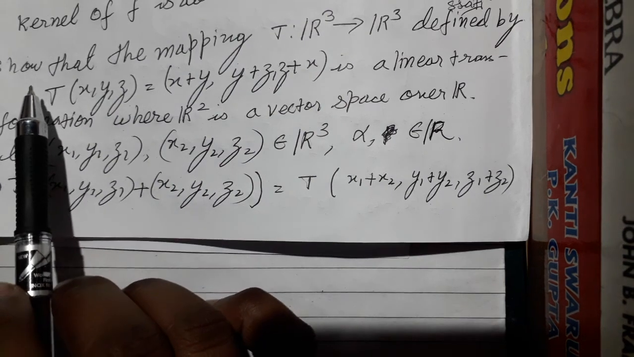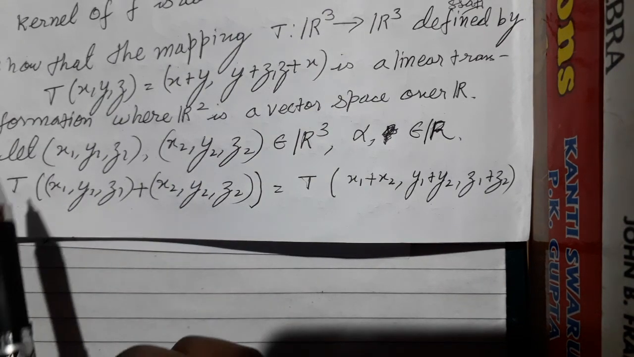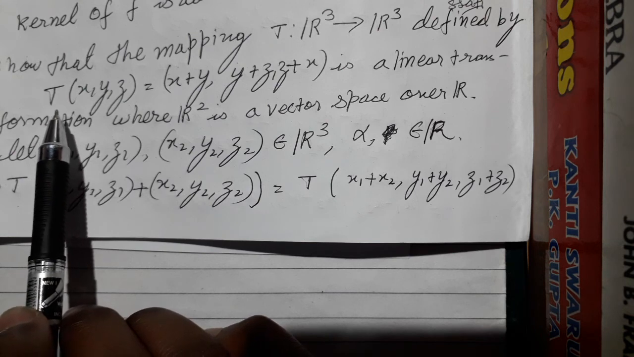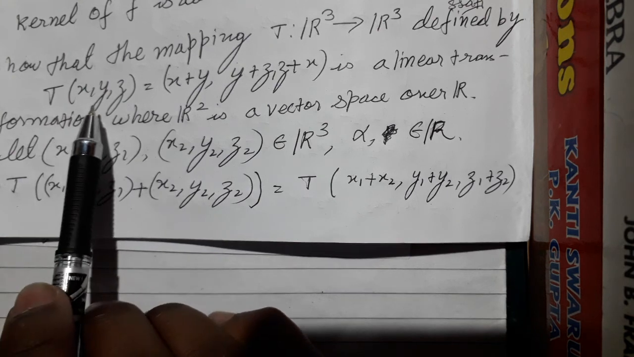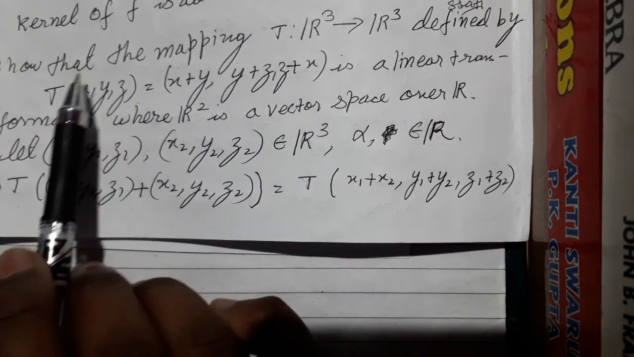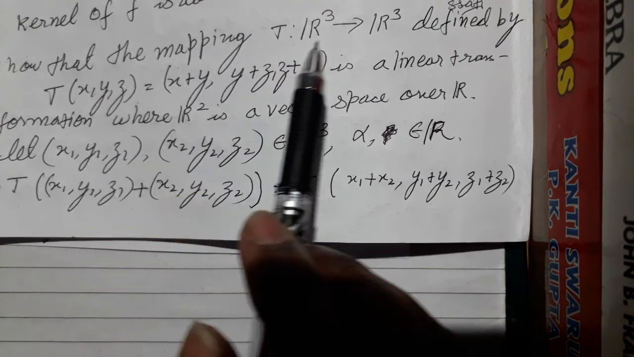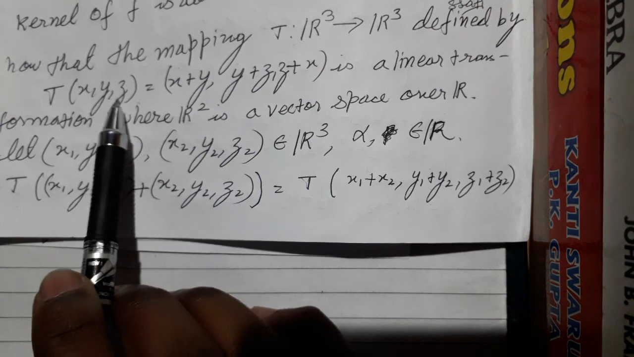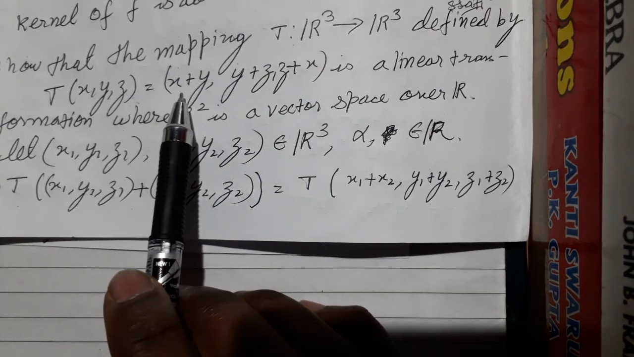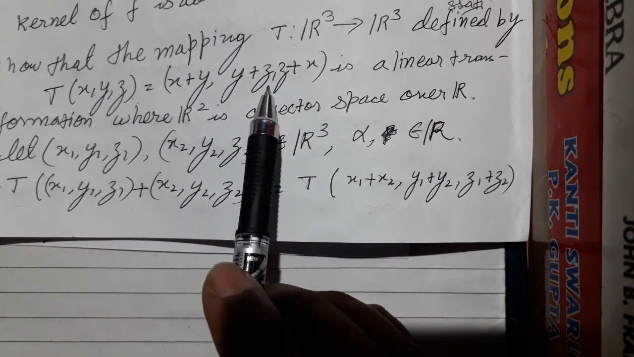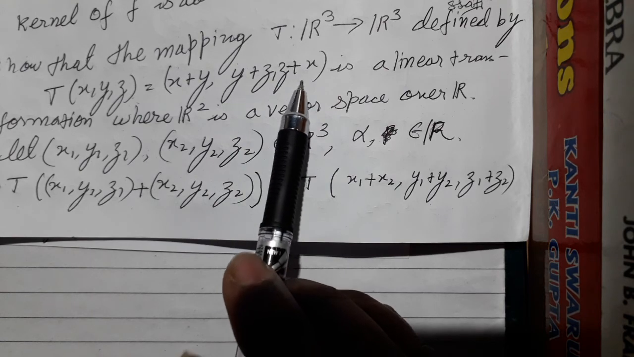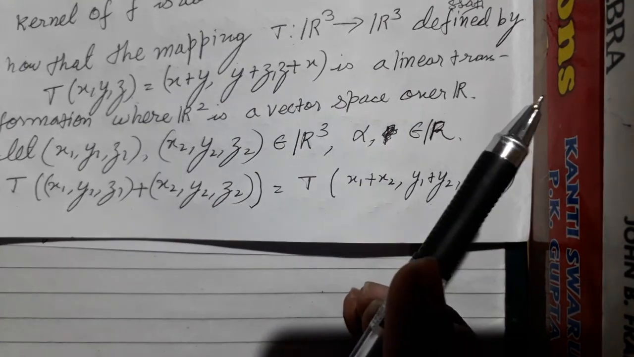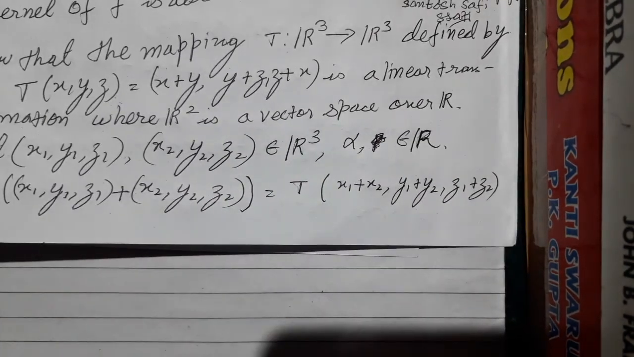In this question we have to show that it is a linear transformation. So we have a mapping here. They have given you the mapping T from R3 to R3 defined by T(x, y, z) equals (x plus y plus z, z plus x), and we have to show this mapping is a linear transformation.